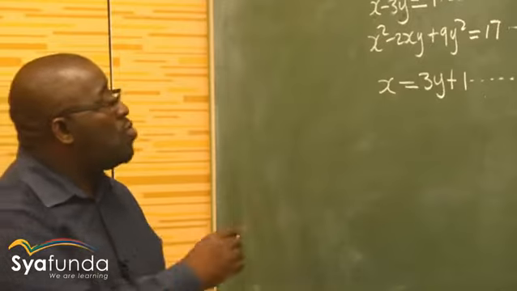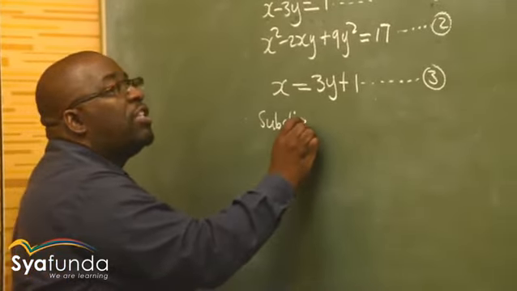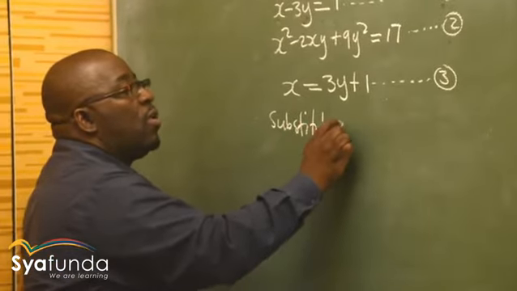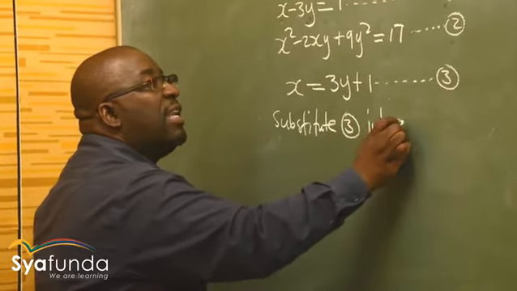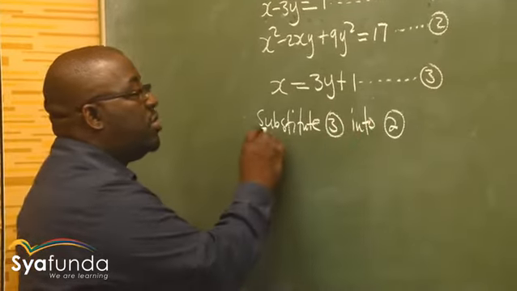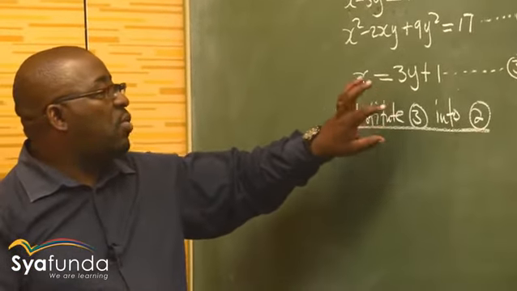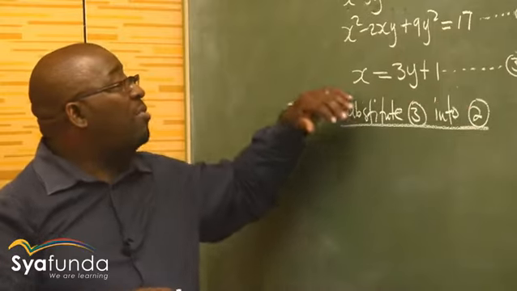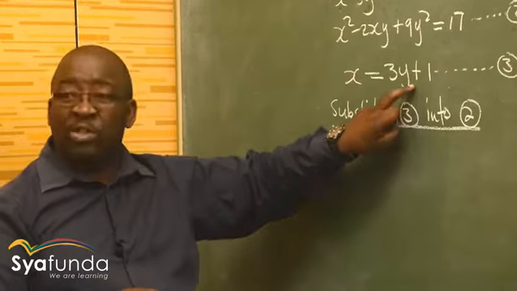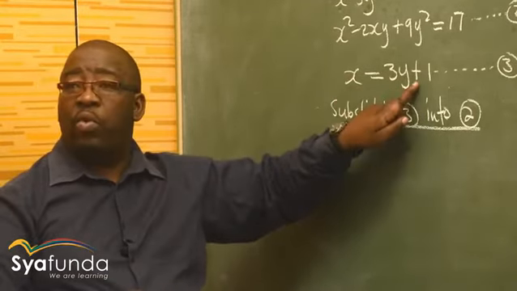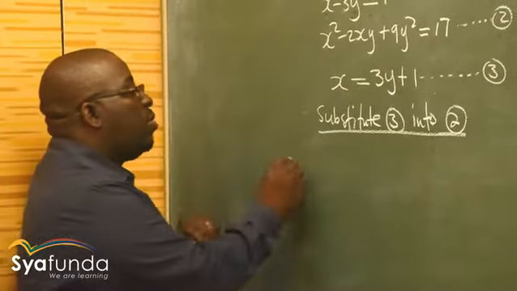The next step means we are going to substitute equation 3 into equation 2. This simply means equation 2. This is what we need to do, just this: substitute equation 3 into equation 2. Equation 3 says wherever there is x, I can put 3y plus 1, because x is equal to that. Now let us look at equation 2 again. Let us write it down, it will be easier.